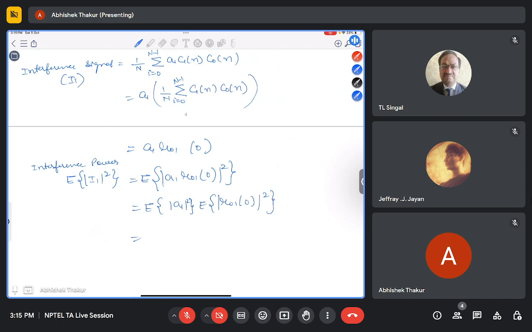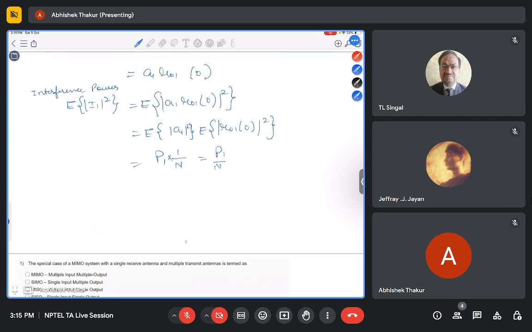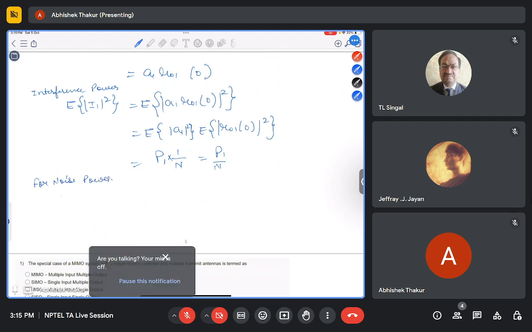So the expectation of |A1|² is P1, that is the power of symbol 1, and the expectation of R01 will be 1 by n, as we have derived in the previous lecture. So this will become P1 by n. And similarly for the noise power, when we derive, we will get sigma n squared by n.